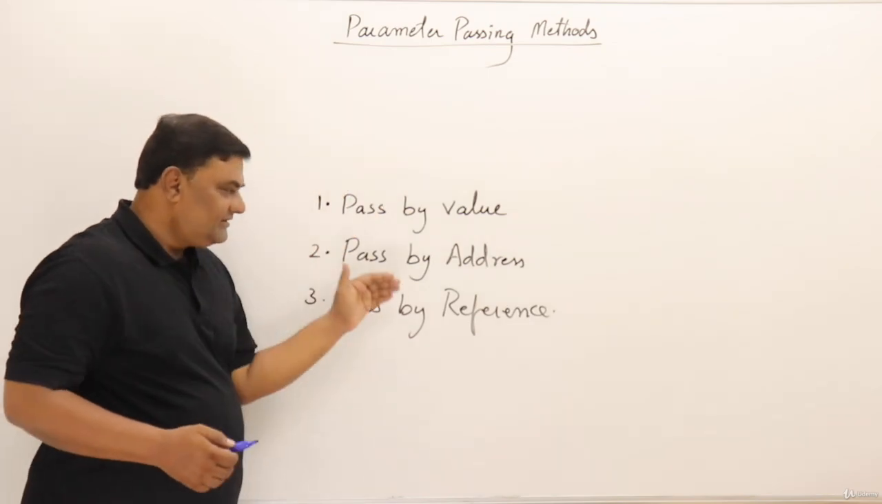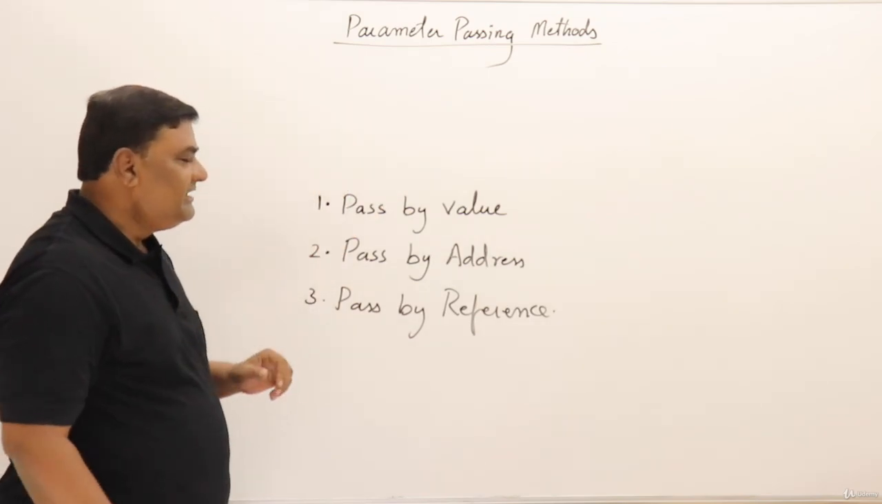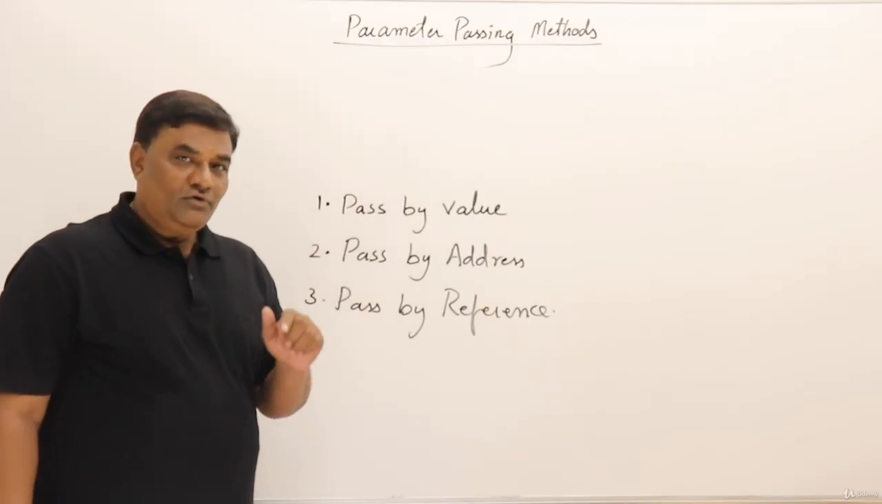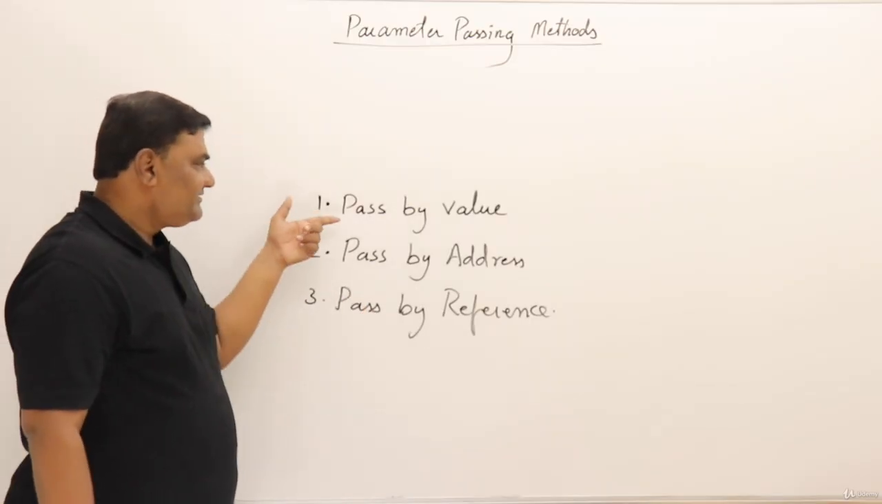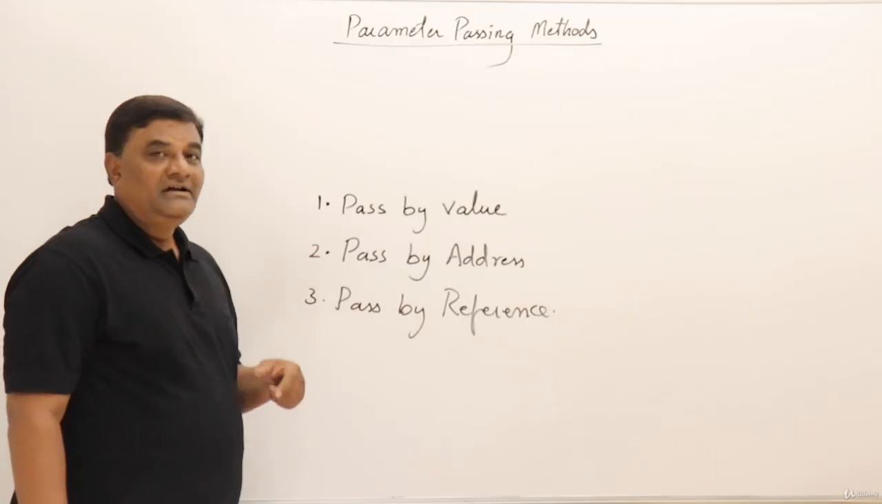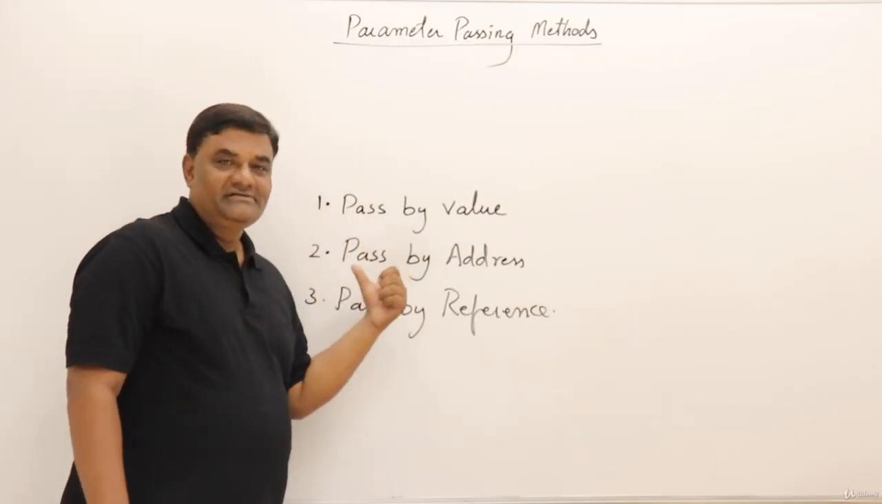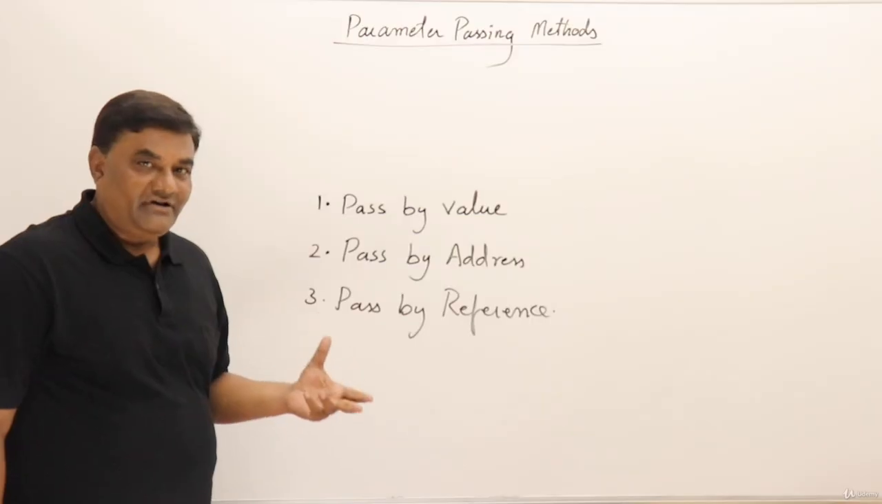So there are three methods a function can take parameters. These are the three methods supported in C++. If you know about the C language, there were only two methods, that is pass by value and pass by address. But in C++ there are three methods: pass by value, pass by address, and pass by reference.